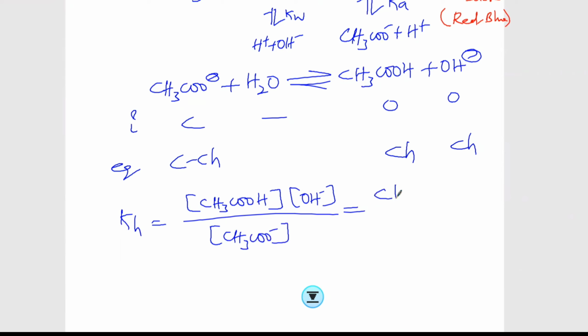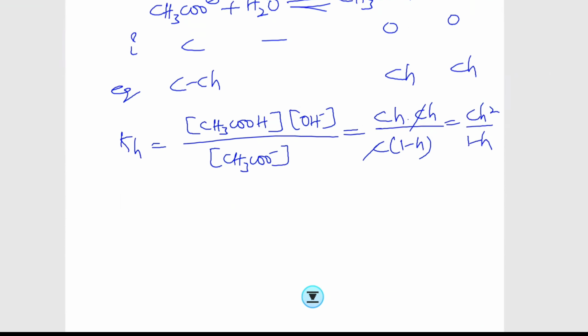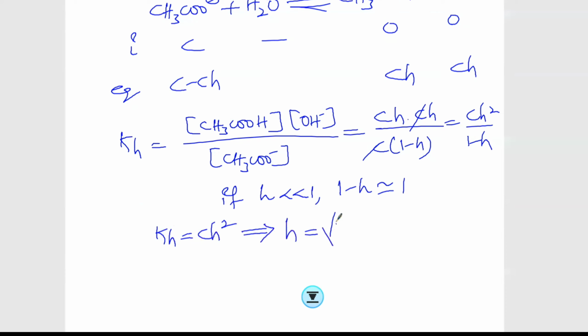So this I can write as Ch into Ch divided by C into 1 minus h. Again we'll get the same, C gets cancelled, Ch square by 1 minus h. This can be written as KH. If h is very much less than 1, the degree of hydrolysis is very small, then we can write 1 minus h is nearly equal to 1, then KH will be equal to Ch square. From this, the degree of hydrolysis can be written as the square root of KH by C.